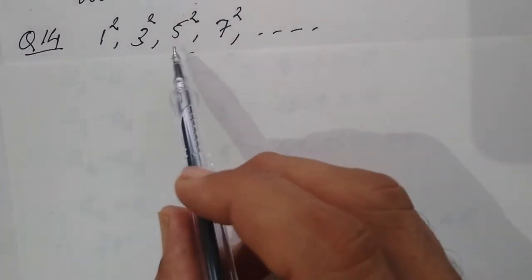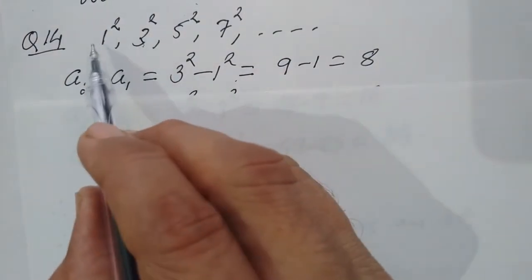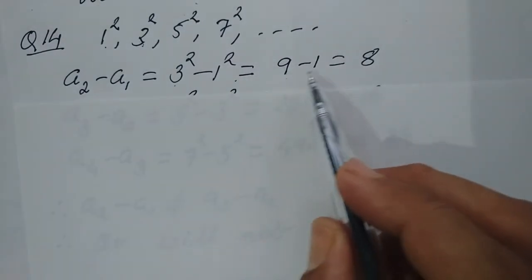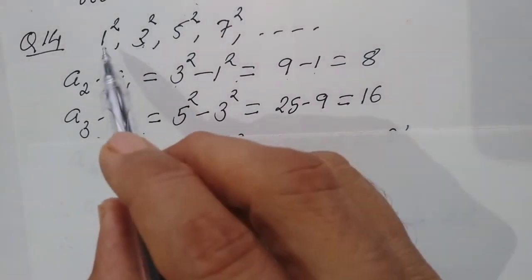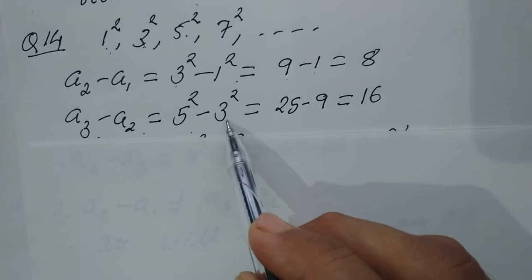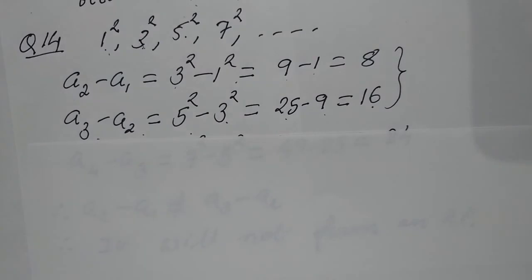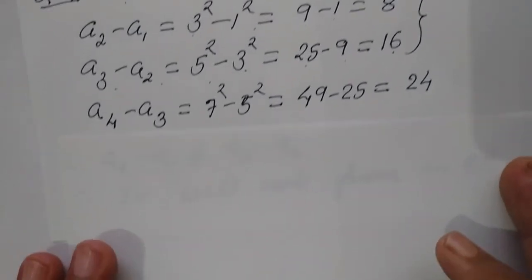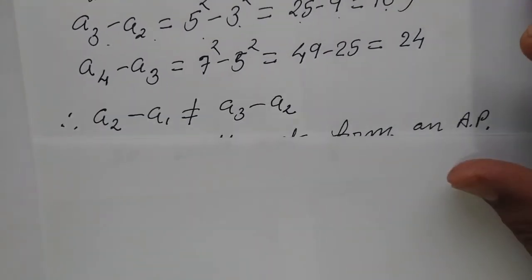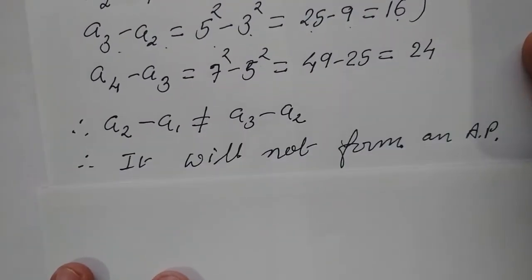Question is 1 square, 3 square, 5 square, 7 square. A2 minus A1, 3 square minus 1 square. This is A2, this is A1. So 3 square is 9 minus 1, 8. A3 minus A2. Children, this is A1, A2, A3. 5 square minus 3 square, 25 minus 9, 16. Now children, obviously you can see that it is not an AP, but still we write one more step. A4 minus A3, in that we are getting 24. So A2 minus A1 is not equal to A3 minus A2. So it will not form an AP.